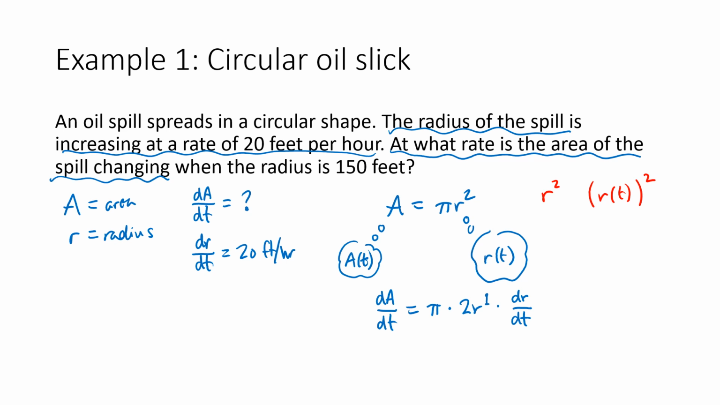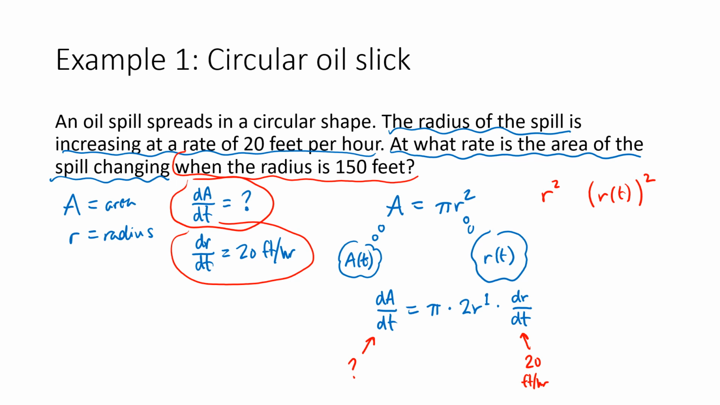When we talk about this being a related rates problem, this equation that we've just written down with the dA/dt and the dr/dt is a relationship between the rates of these quantities. So now we have to plug in what we know. We're told that dr/dt is 20 feet per hour, so we're going to put 20 feet per hour in for the dr/dt. dA/dt, that's what we're looking for. That's what they want to know. So we're not supposed to be able to plug in for that because that's an unknown. And then they also tell us the radius is 150 feet. So at this instant, the radius is 150 feet.